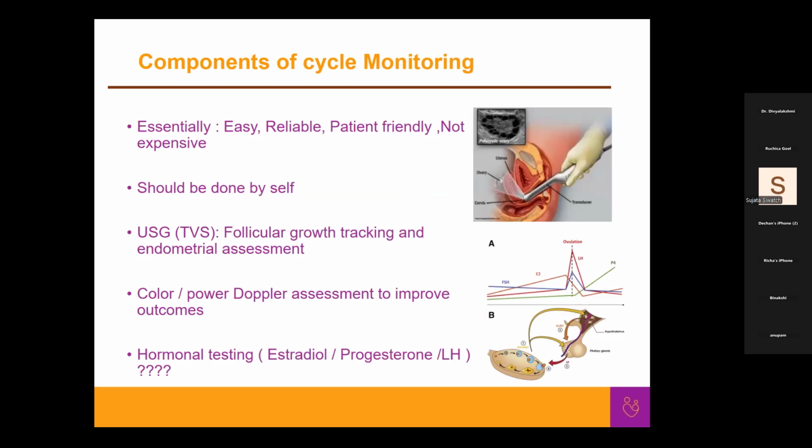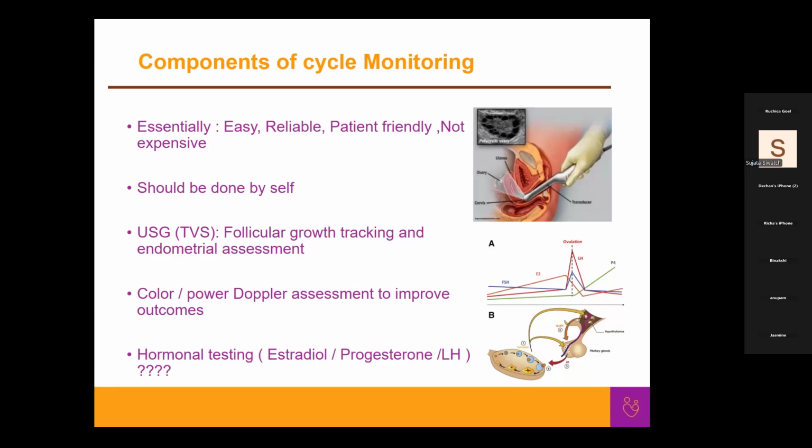Cycle monitoring should be very easy, reliable, patient friendly, and not very expensive. And the most important thing is that it should be done by yourself, not by an ultrasound done by a radiologist or somebody else. It is a very essential component that it should be done by yourself, the clinician who is treating the patient. Ideally, it should be done with transvaginal sonography, and we have to track the follicular growth, and the endometrial assessment is done.